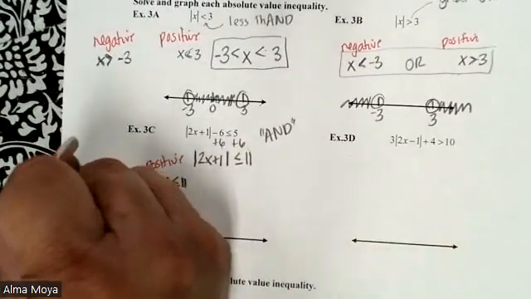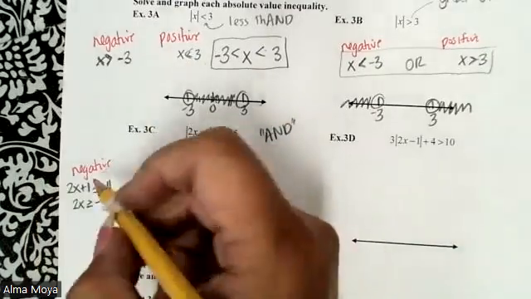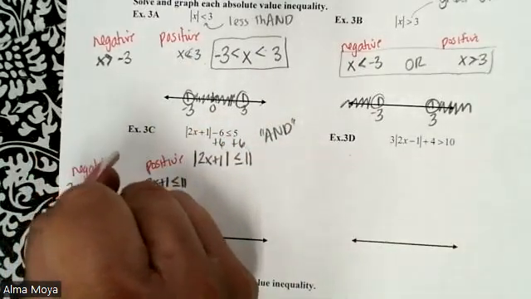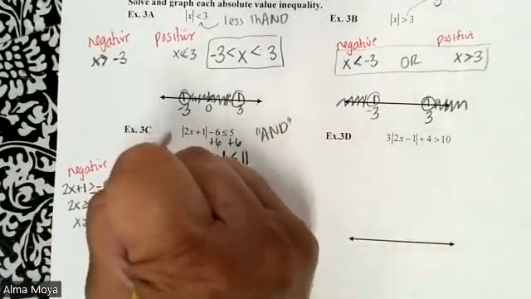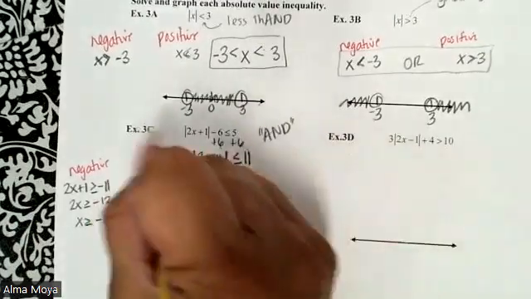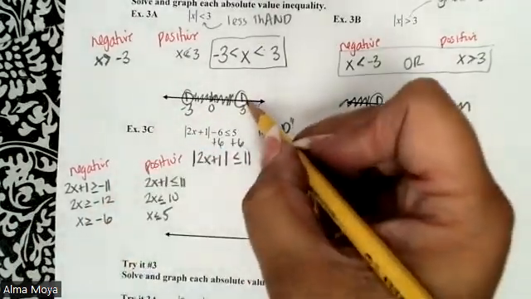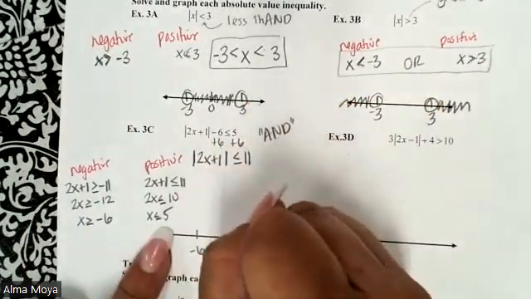I'm going to add 1 to both sides. Oh no, subtract 1, sorry. Subtract 1, and then divide by 2. On this side, I'm going to subtract 1, and I'm going to divide by 2. And remember, the and symbol has to look like this. So I have to have a -6, and I have to have a +5.